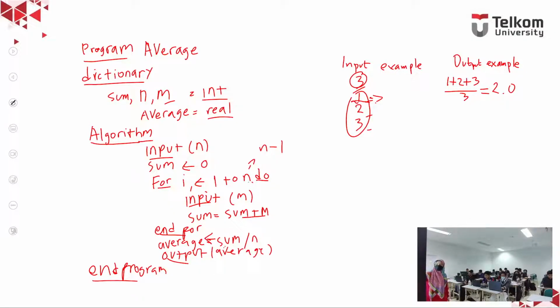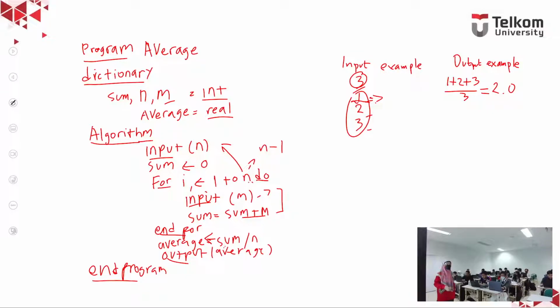This refers to the first input, and then on each iteration the program will take an input. And then the program will update the sum. Sum is the previous sum value plus the current input. This is the action that should be executed inside the loop block.